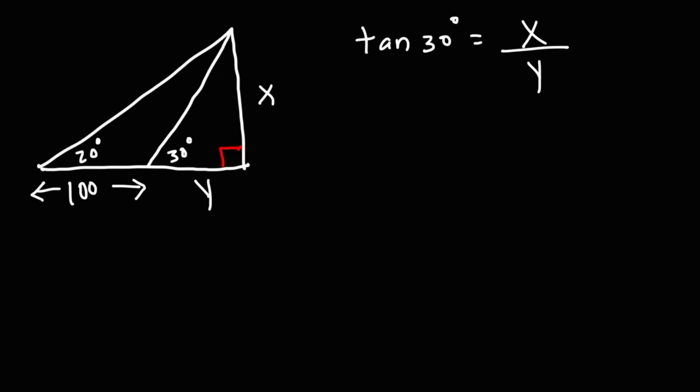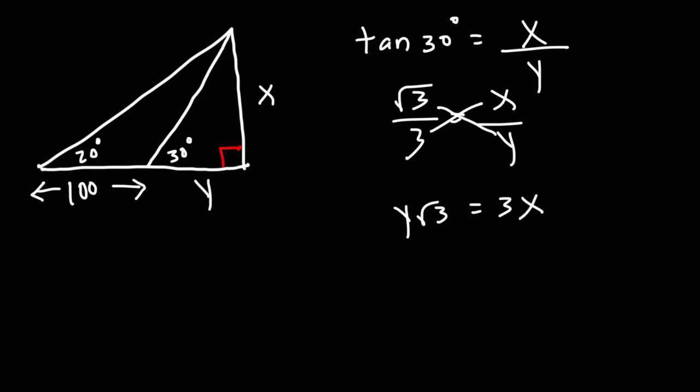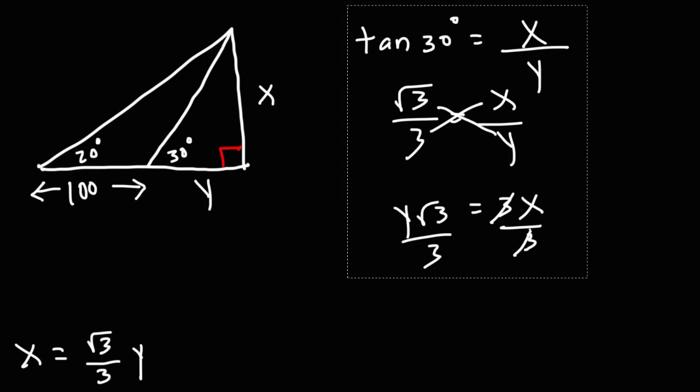Now, tangent 30, if you plug that in, that's equal to the square root of 3 over 3. So let's cross multiply. So we have y times root 3 is equal to 3x. And let's get x by itself. So if we divide both sides by 3, we get this. X is equal to the square root of 3 over 3 times y. So now we know x in terms of y.